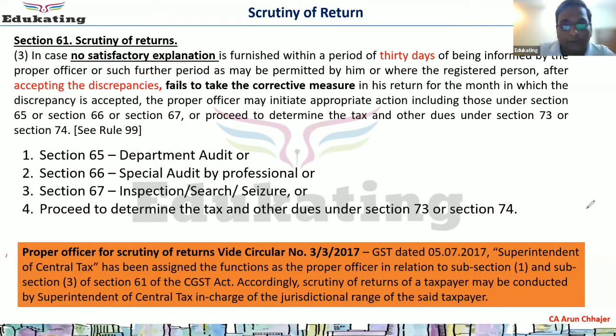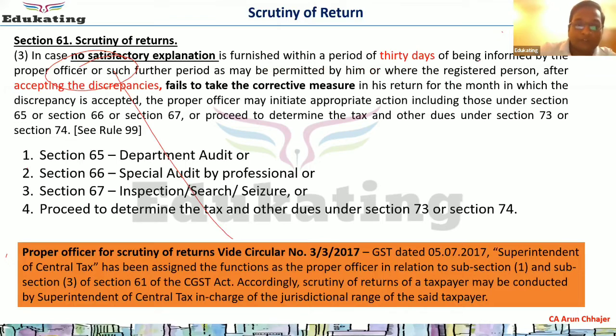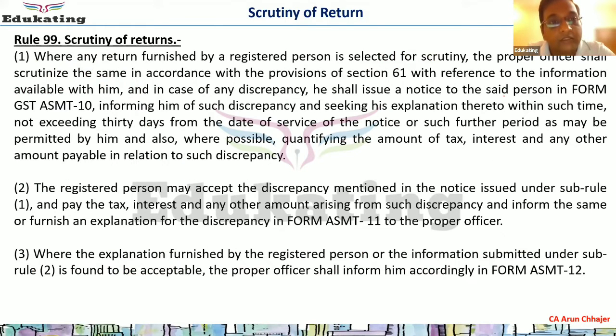Now, who is the proper officer? They are saying that the proper officer may scrutinize the return. Who is the proper officer for this section? According to Circular number 3, which has assigned the section-wise proper officer allocation, the superintendent has been assigned the function of the proper officer of Section 61. So the proper officer will be the superintendent. Then Rule 99, and these forms ASMT 10, ASMT 11, and ASMT 12.